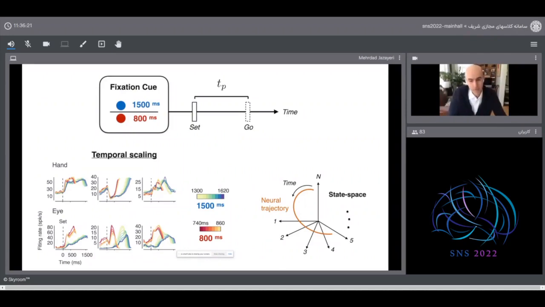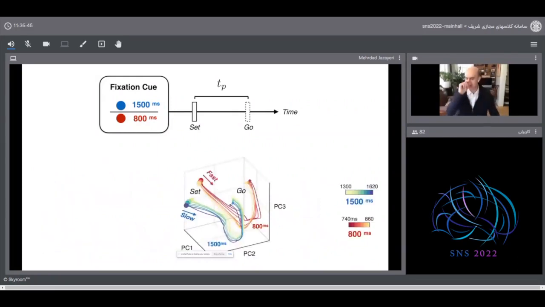So that means that in fact, representation in the state space has this cool feature that if the temporal scaling were a meaningful feature of the neural data, we would expect some invariance of the trajectory in the state space. Some part of the trajectory should not change at all if the temporal scaling was the main feature. And when we did this analysis, we found that indeed that was the case.